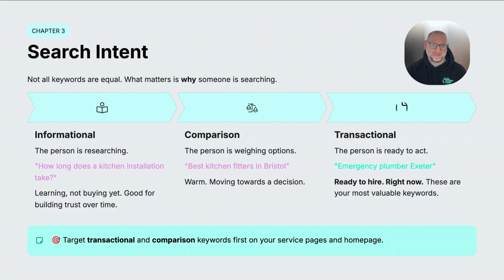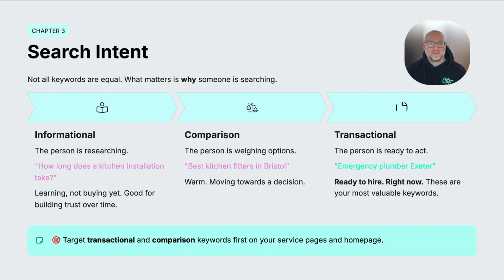Transactional intent. So this is when the person is ready to act, and their search terms slightly differ. So now it's more like emergency plumber Exeter or book kitchen fitter near me, SEO agency Bristol. They've done their research, they know what they need, and they're now looking for someone to hire. These are your most valuable keywords.